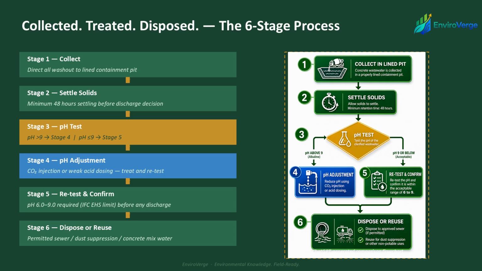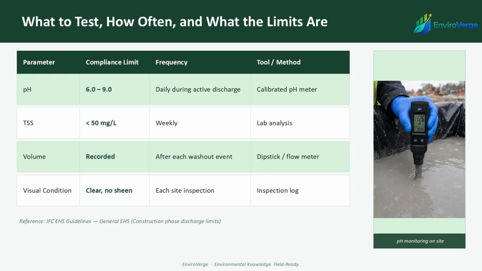No shortcuts, no exceptions. Monitoring converts your physical containment system into a defensible compliance record. Without monitoring data, your washout area is infrastructure. With it, it becomes a documented environmental control that withstands audit scrutiny.